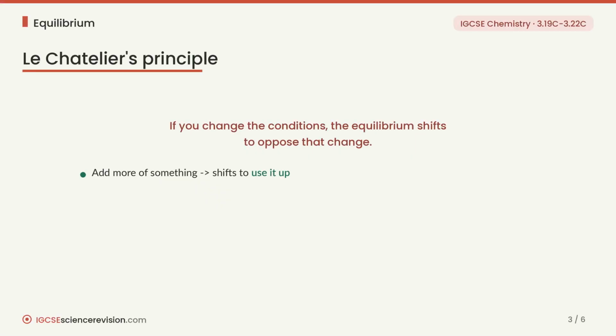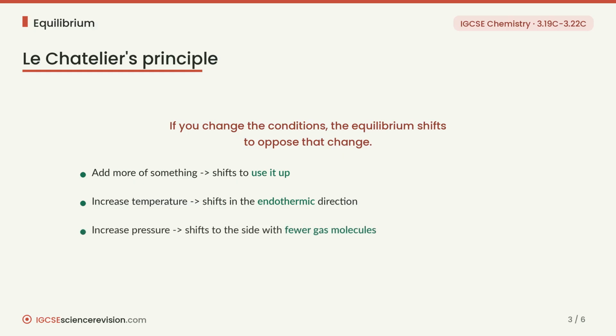So what happens if we disturb an equilibrium? Le Chatelier's principle gives the answer: if you change the conditions, the equilibrium shifts to oppose that change, partly cancelling it out. So if you add more of a substance, the equilibrium shifts to use some of it up. If you raise the temperature, it shifts in the endothermic direction, which absorbs the extra heat. And if you raise the pressure, it shifts towards whichever side has fewer gas molecules, reducing the pressure again.